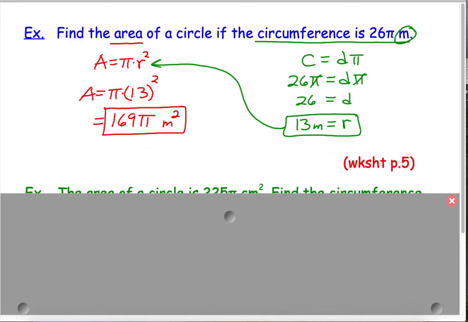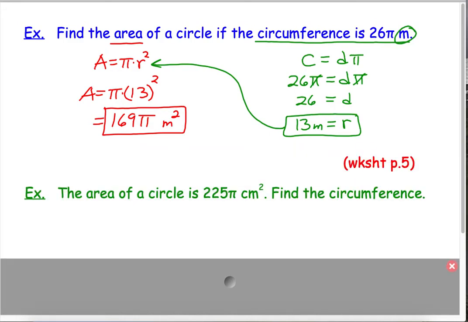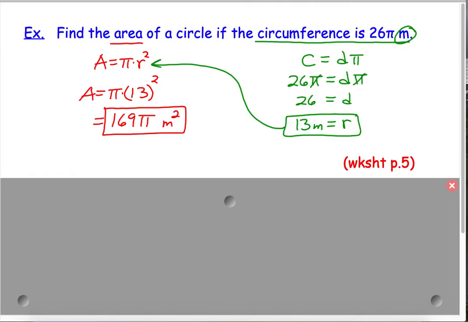All right, let's look at another example. Before we do that, by the way, you might want to go and work page 5 on the worksheet, because that deals specifically with these types of problems.